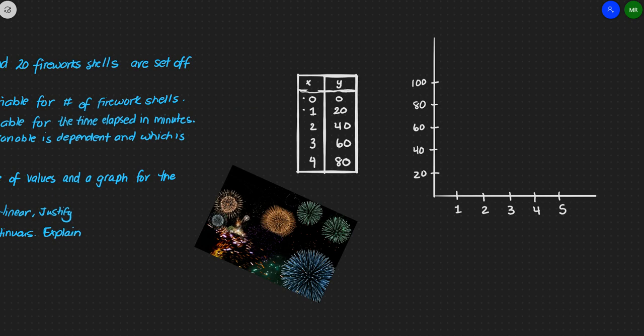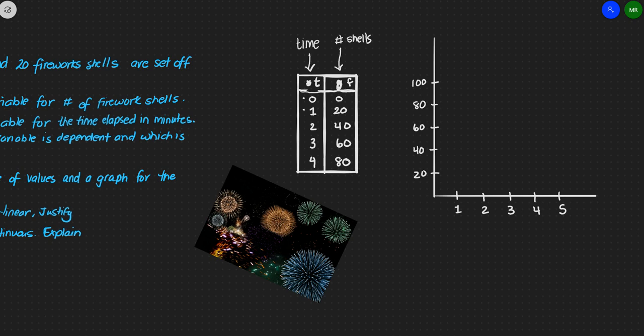Okay, so the first thing I did, I said that my x was going to be the time. Now, if you wanted to say that instead of x, if you wanted to put t, that's perfectly fine, t for time. Likewise, I said my y was the number of shells. And again, if you wanted to put f for firework shells, you could do that too. So we have the time and the number of shells.